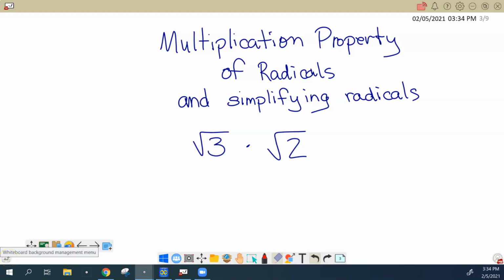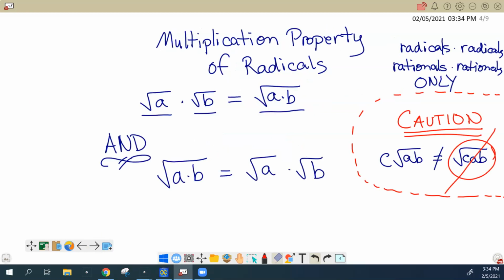Okay, in this video, we are going to learn the multiplication property of radicals and how it helps us simplify radicals as well as multiply them. So this is what it states. Basically, it says that if you're multiplying two radicals together, here's one, here's another, you are allowed to multiply them together as though they're both underneath the radical sign.